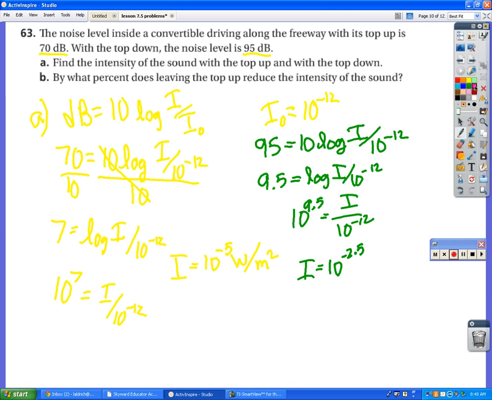Okay, that was only the answer to part A though. B, by what percentage does leaving the top up reduce the intensity of the sound? Find if it does or different. 50%, yeah. 10 to the negative 2.5 divided by 10 to the negative 5 is going to come out to be 50% or 0.5. All right? Okay, 66 and then turn them in.